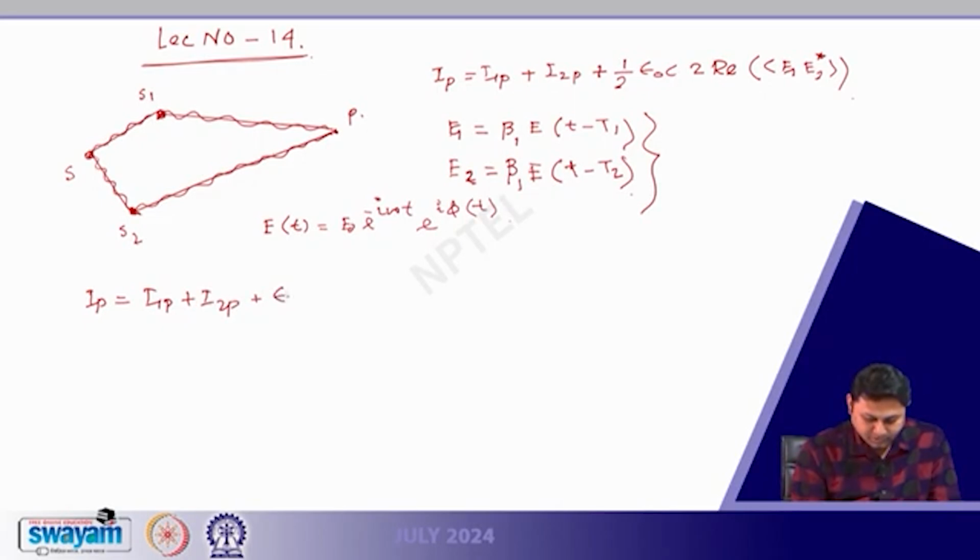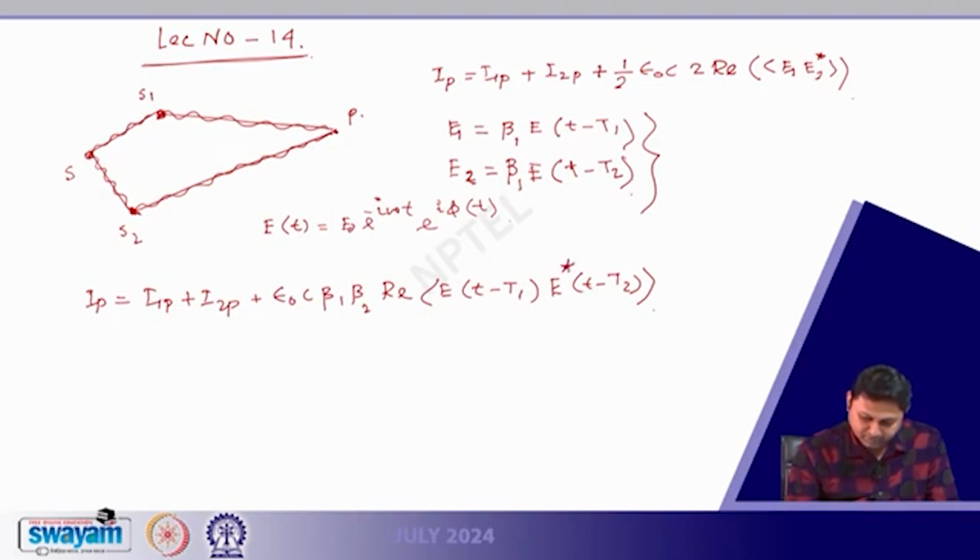IP is equal to I1p plus I2p plus epsilon naught C, then beta 1, beta 2, real part of E of t minus T1 and E of t minus T2, average of that. Star, we are going to get a star here. Okay, then we try to find out what this term is.